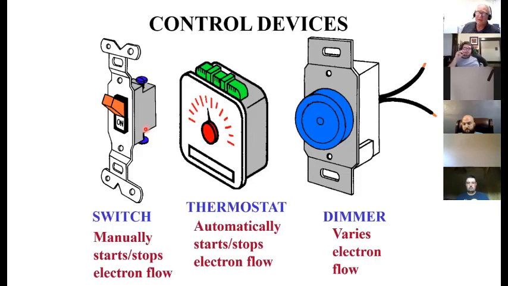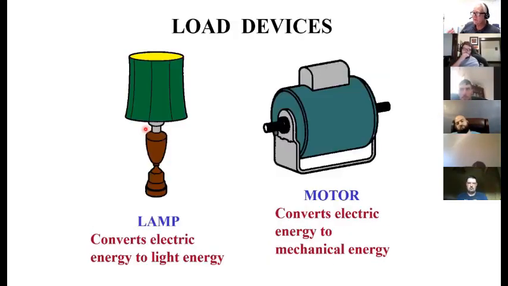Control devices, because I don't always want current flowing to my loads. I don't want the lights on when I'm trying to sleep. I can interrupt the flow of current with these control devices, like switches, where I manually do it; thermostats, an example of an automatic switch; and dimmers, an example of a variable control. Load devices are anything that takes the electrical energy and converts it into some other form. In this case, we're converting to light or motion, mechanical energy.